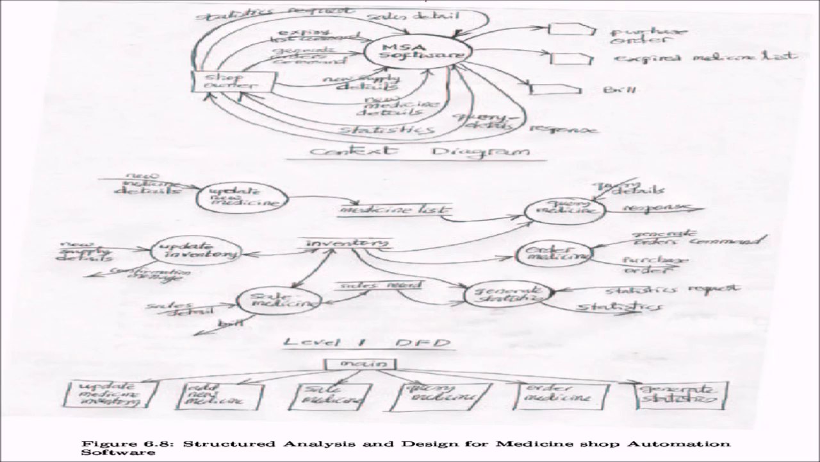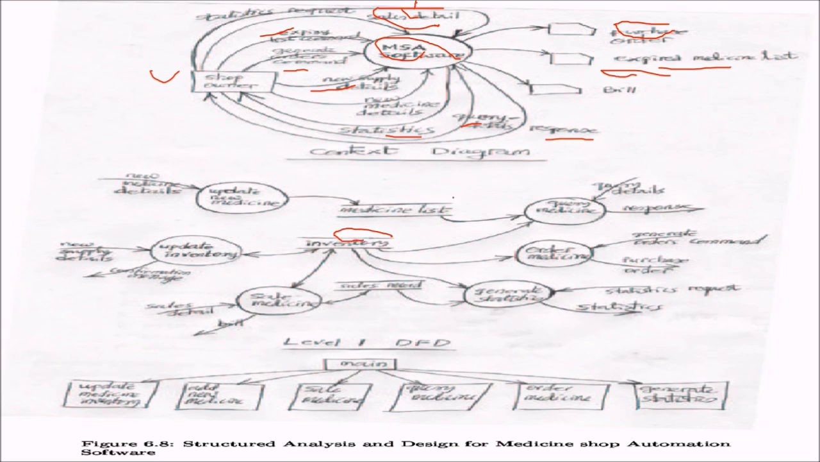This is the answer. We have MSA software, in this we have a shop owner, and everything the shop owner has to do. So he can get the statistics, he can query, he can get the response, he can get the details, supply detail, he can check the expiry, he can generate the order, he can also get the sales detail, all these from MSA software. Apart from this, he can also get the purchase order, expired medical list, and the bill. Right? This is the level 1 of DFD.